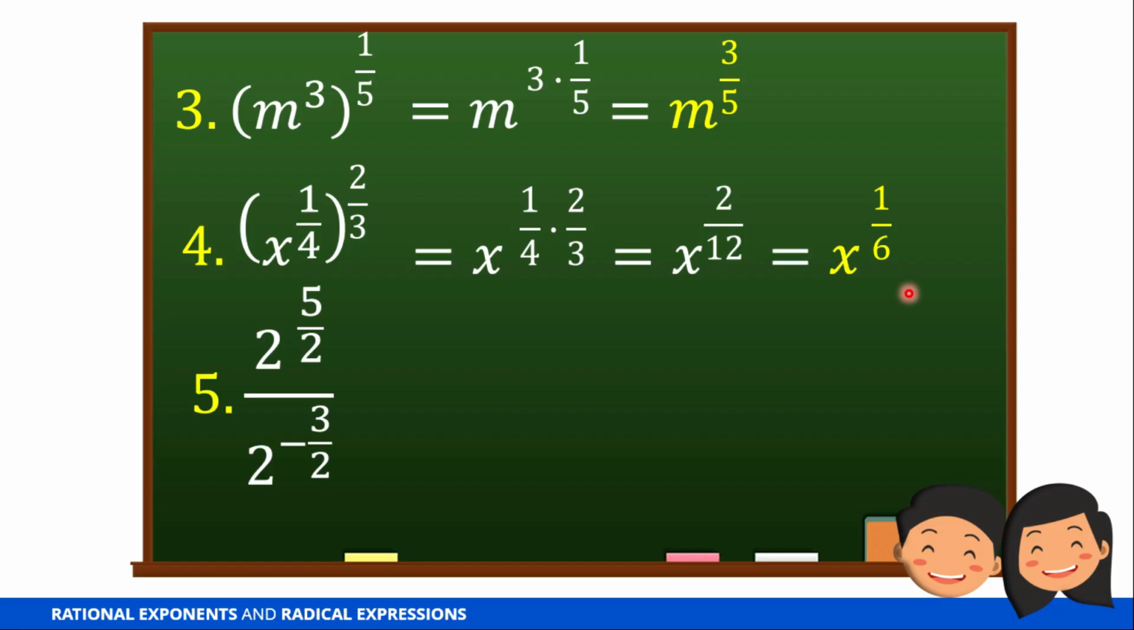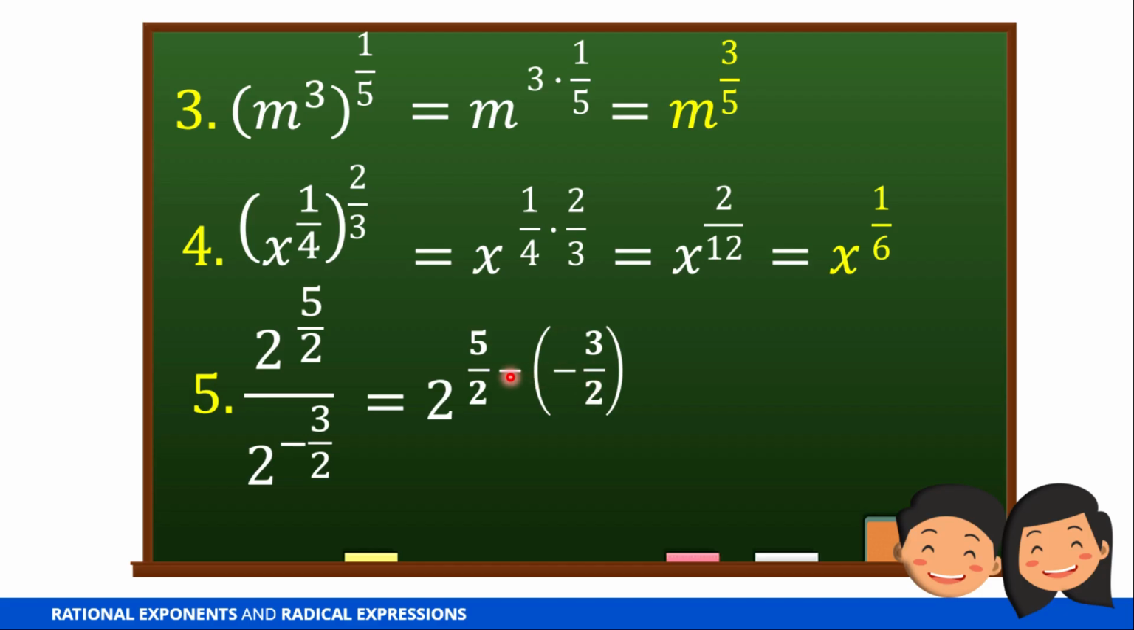Let's have our fifth given. We have 2 raised to 5 over 2 divided by 2 to the negative 3/2 power. Now, since division ito and mayroon tayong parehong base na 2, ang gagawin natin ay isusubtract natin ang kanilang mga exponents. So, magiging 2 to the 5/2 power minus negative 3 over 2. So, yung exponent natin, isusubtract natin yan. Okay, so 5 over 2 minus the quantity negative 3 over 2.